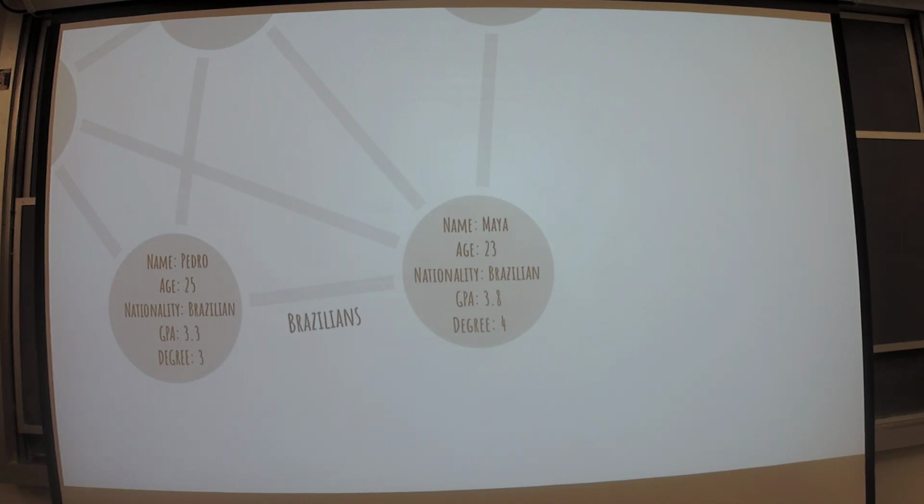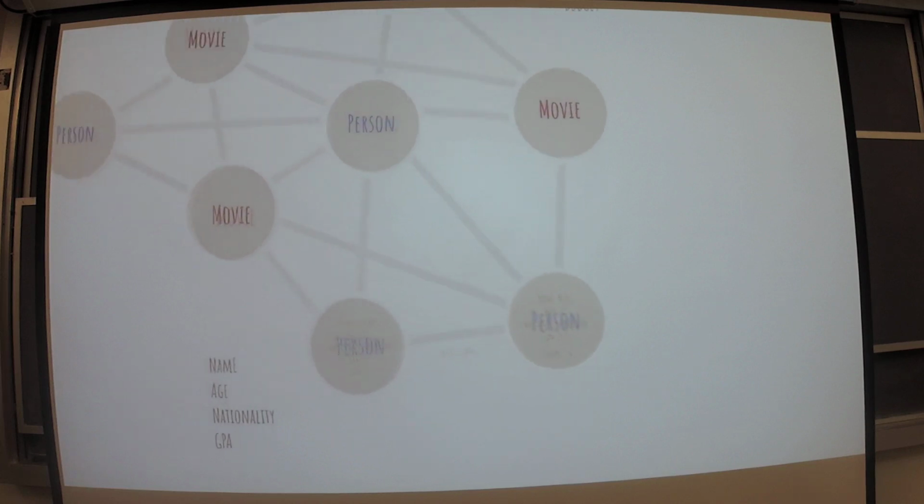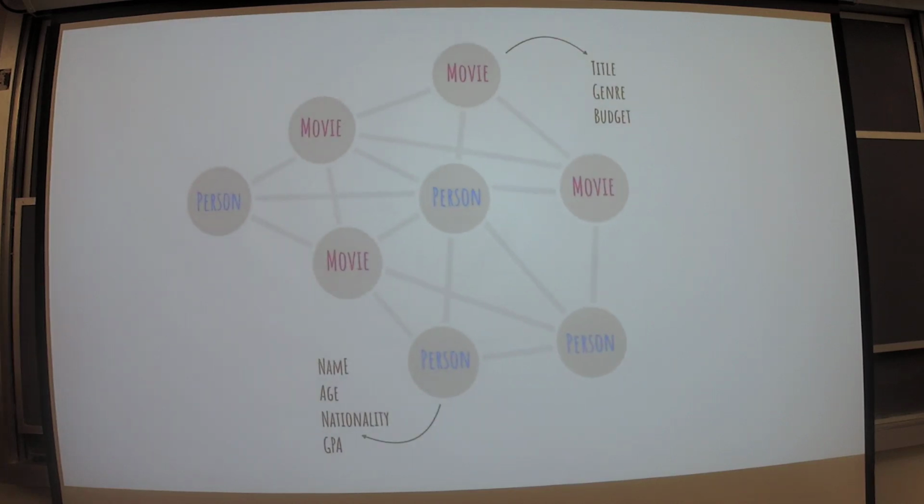Another thing to keep in mind when we think of networks are the types of nodes. All of the examples I've given so far were people as nodes. But let's suppose we have a network where you're connecting people to the movies they've acted in. What really makes it interesting from the visualization perspective is that these nodes have different sets of attributes that describe them. People are described by their name, their age, their nationality, and their GPA, for example, while movies might have a title, a genre, and how much money was spent on it.